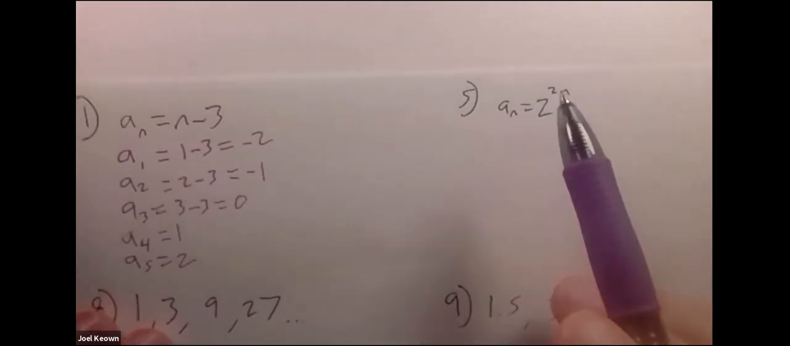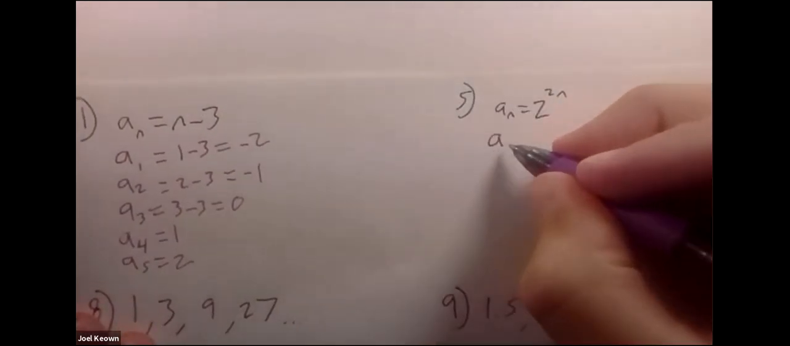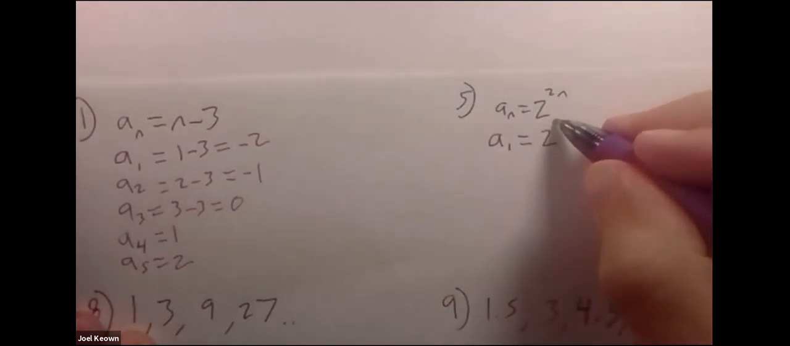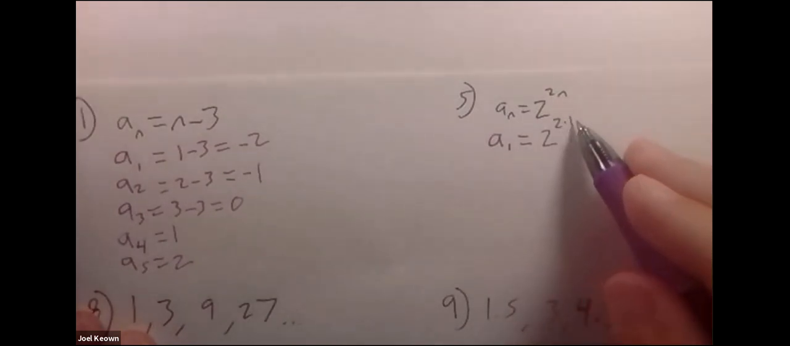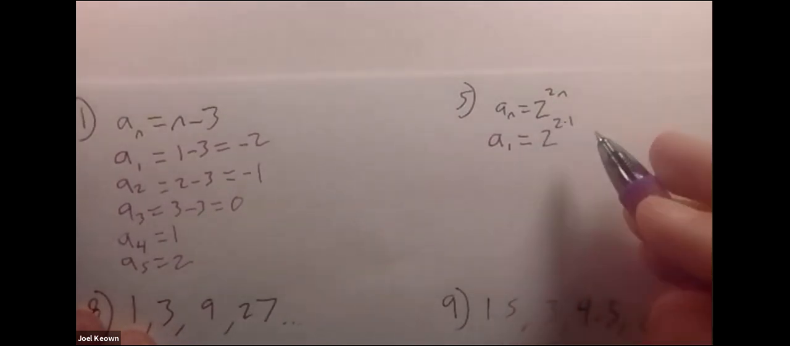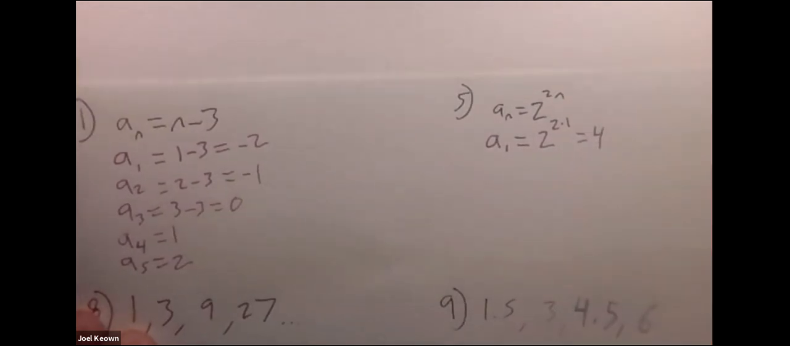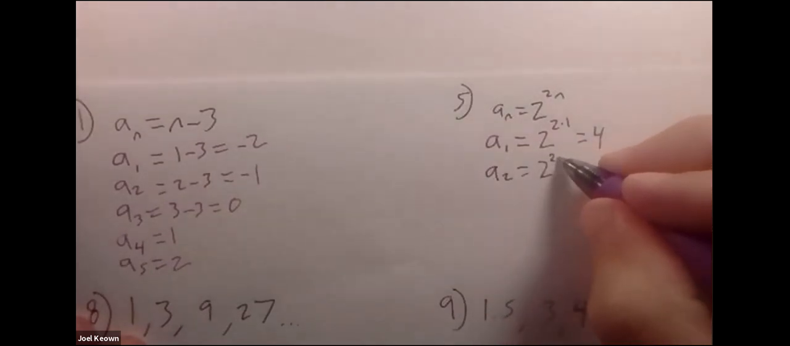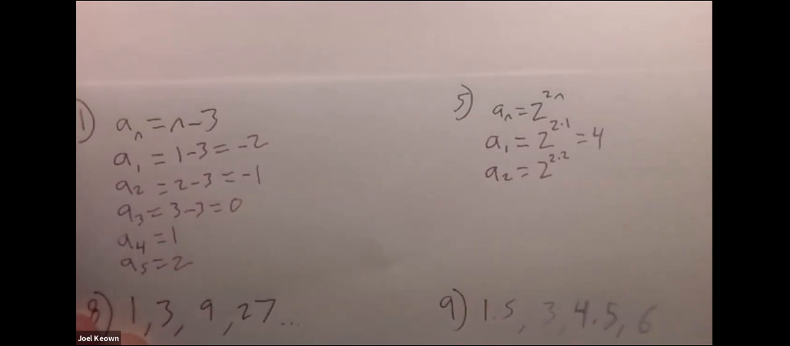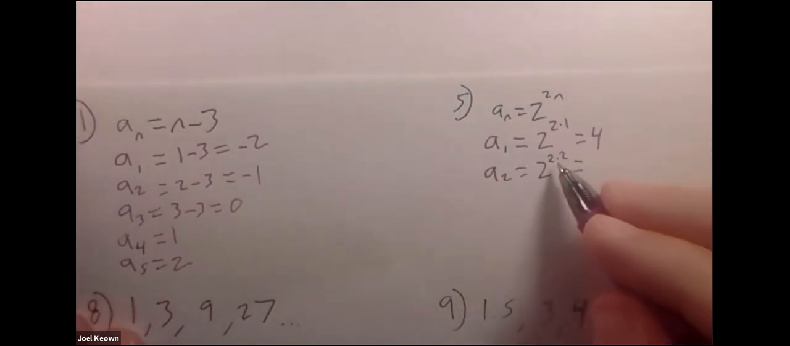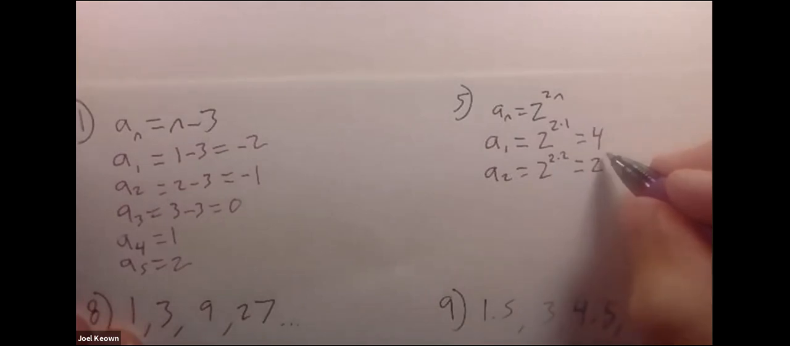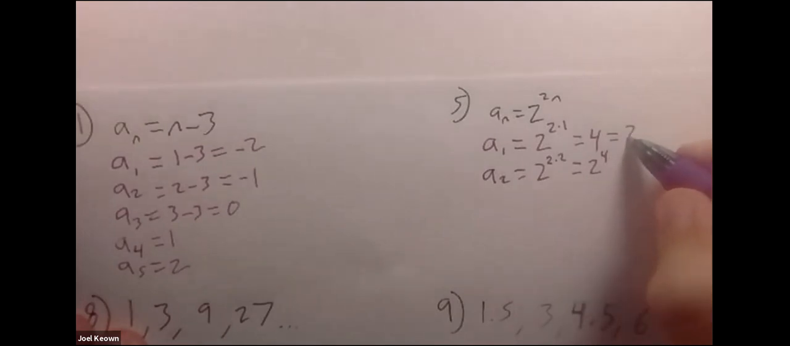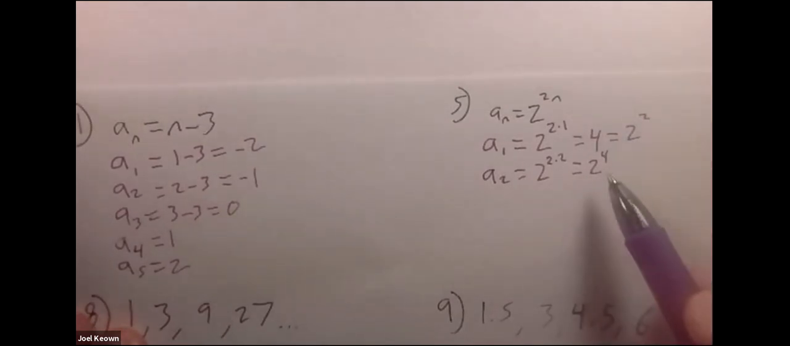Let's come over here to this one. This one was a little more complex. A sub 1 equals, well, again, plug 1 in for N. So 2 to the 2 times 1. 2 times 1 is 2. 2 to the second power is 4. I'll plug 2 in. 2 to the 2 times 2. Probably going to start breaking my calculator out in a second. 2 times 2 is 4, so I have 2 to the 4th power. And you know what, actually, let's just leave them like this. I'm going to rewrite this one as 2 squared. Let's just leave them in this form. This will be fine.